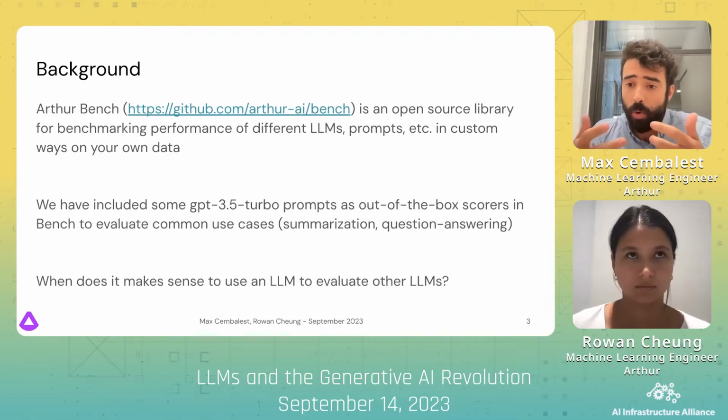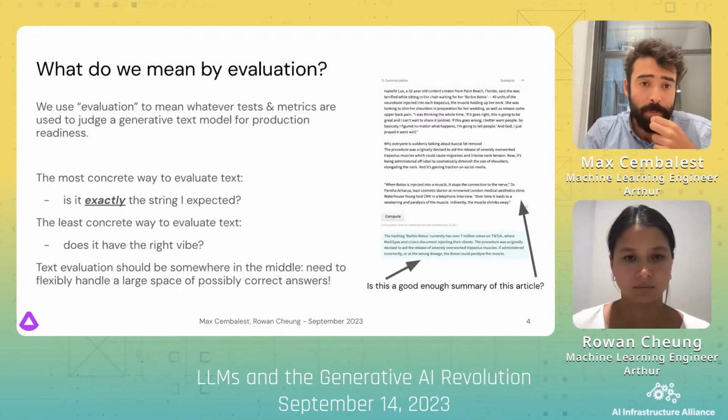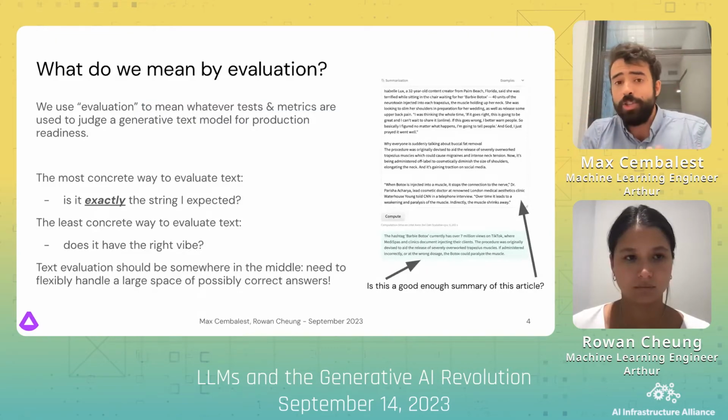So the general question we're trying to address today is, what is it like to use LLMs to evaluate other LLMs? When does it make sense to do this? To get a bit more concrete on what we mean by evaluation, we're just referring to whatever tests and metrics are being used to judge a generative text model for production readiness.